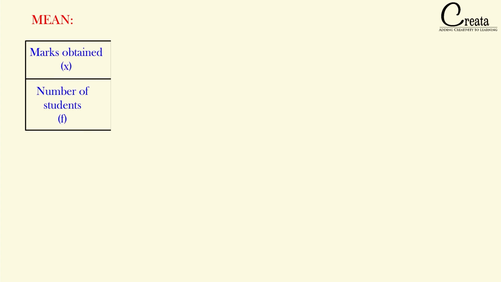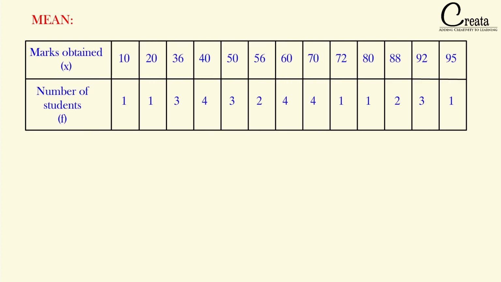Suppose we have some students who got some marks in the examination. This is a table. The same table we also covered in the previous lecture. In the first row we have the marks obtained. In the second row we have the number of students. For example, in this column, one student got 10 marks. In the second column, one student got 20 marks. In the third column, three students got 36 marks. It means that 36 marks are repeating 3 times: 36, 36, 36. Three students got 36 marks. Here 4 students got 40 marks. It means 40 is repeating 4 times.